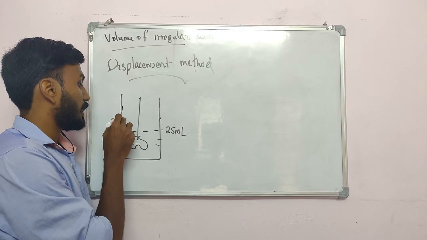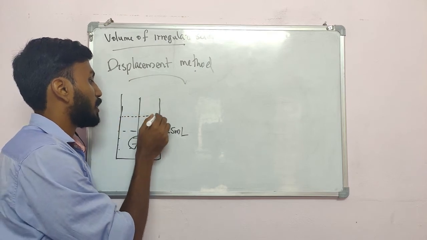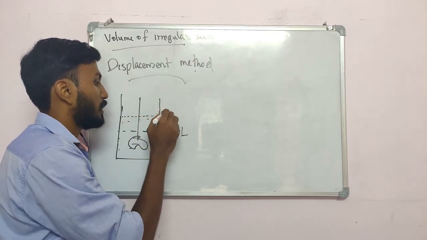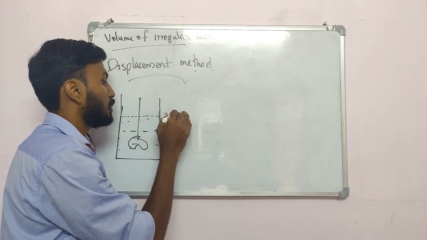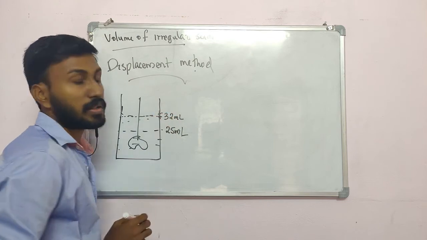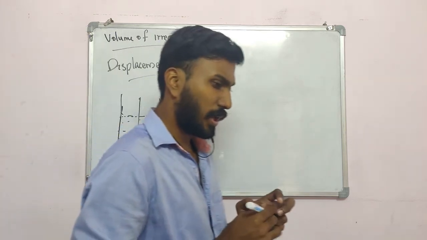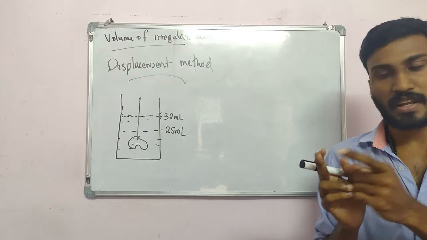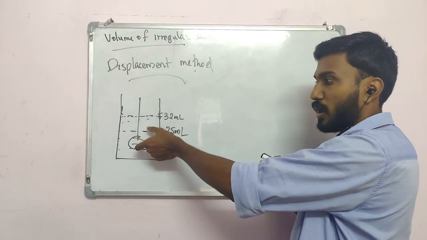And we can see that the water level rises. The water level rises to a certain higher extent and it becomes 32 ml. It coincides with 32 ml. Right? Now, what is this 32 ml? We know the water gets displaced, right? If you observe, the amount of water gets displaced.